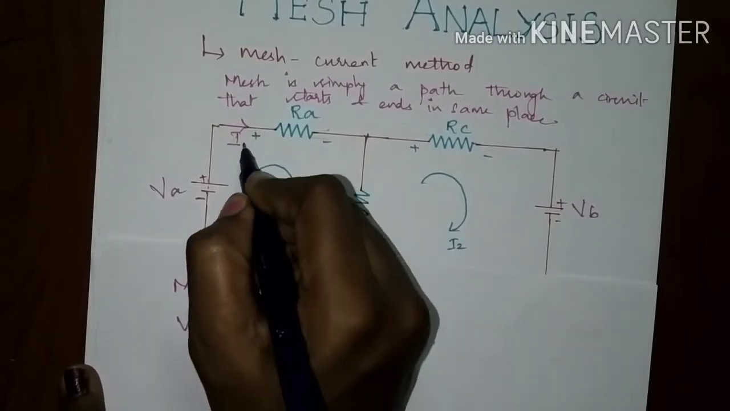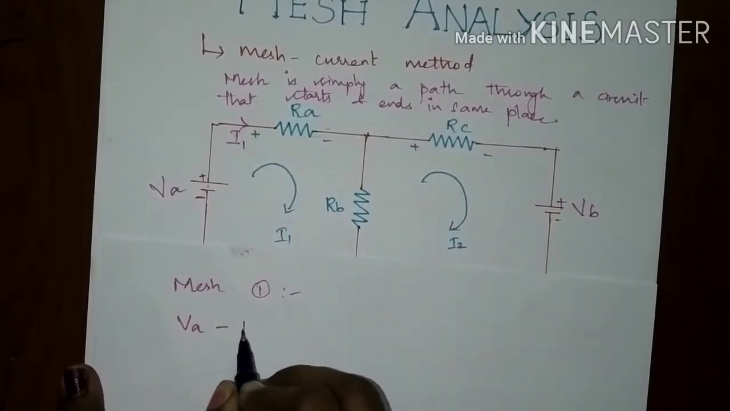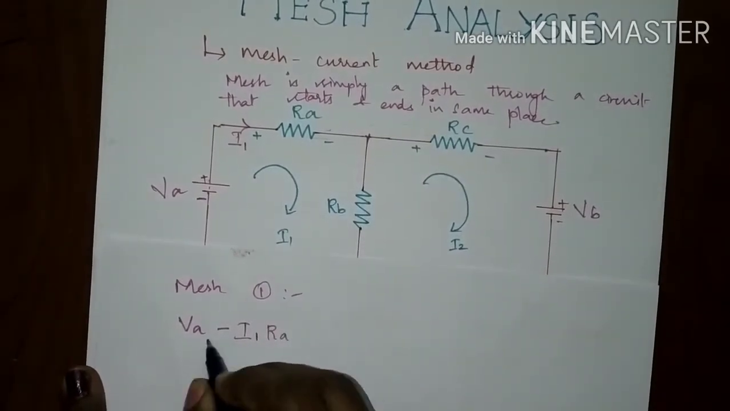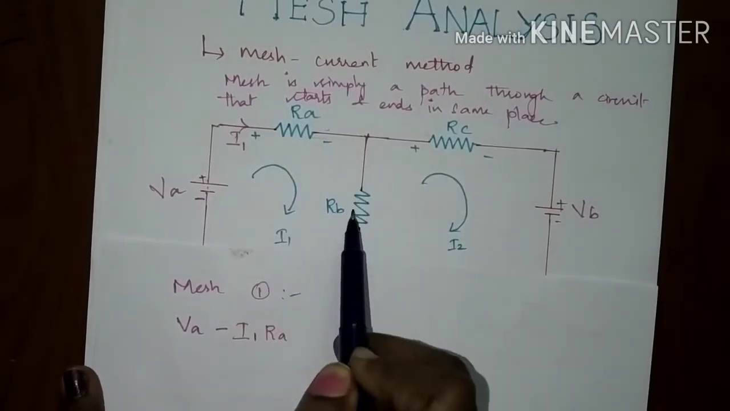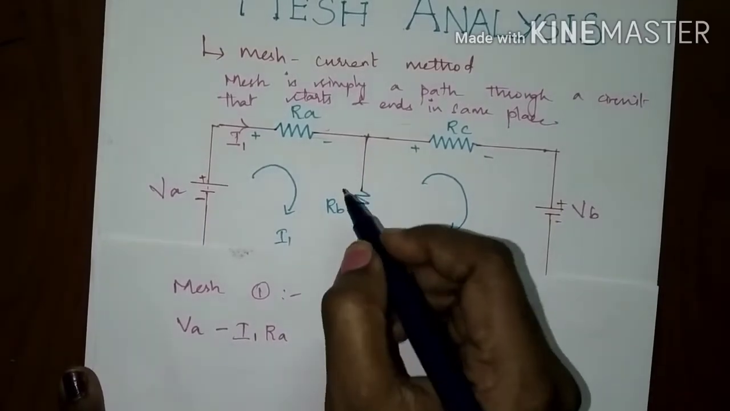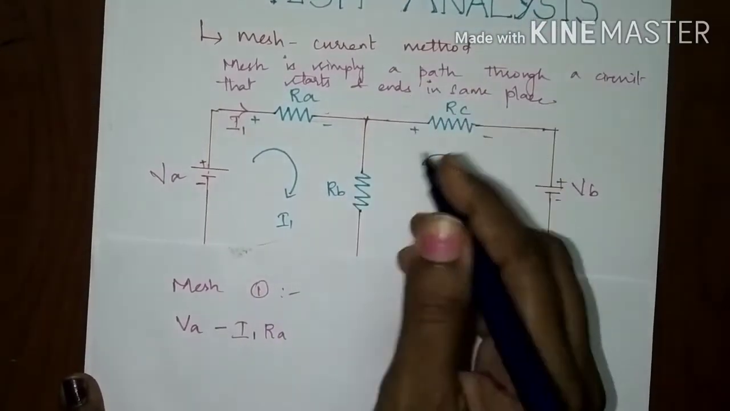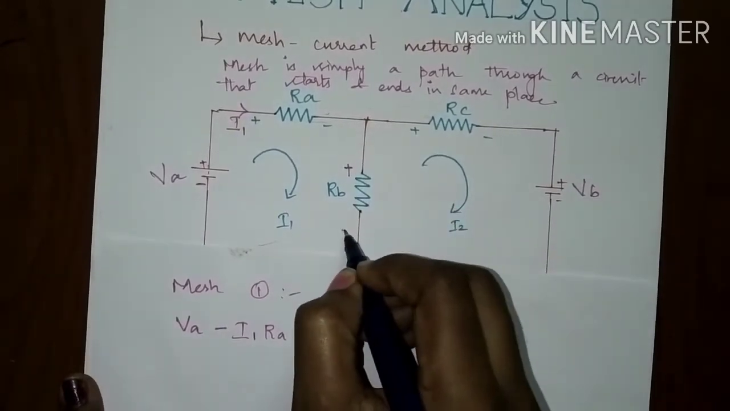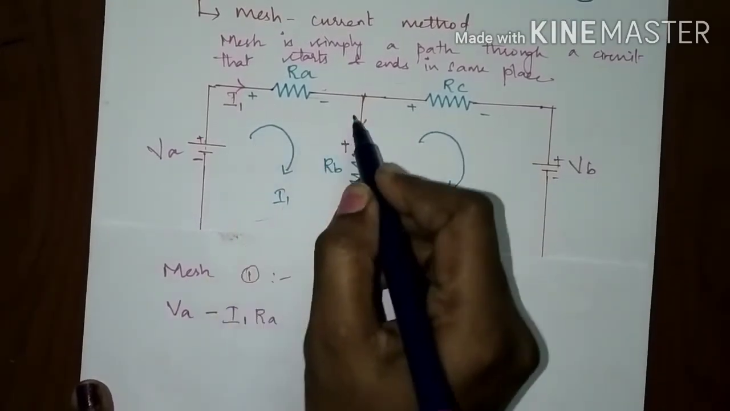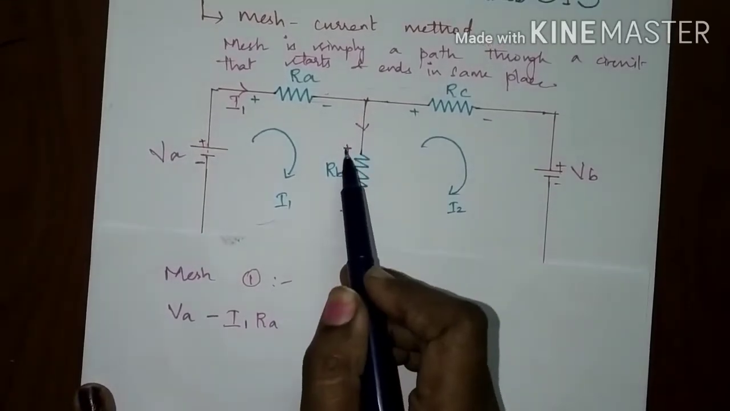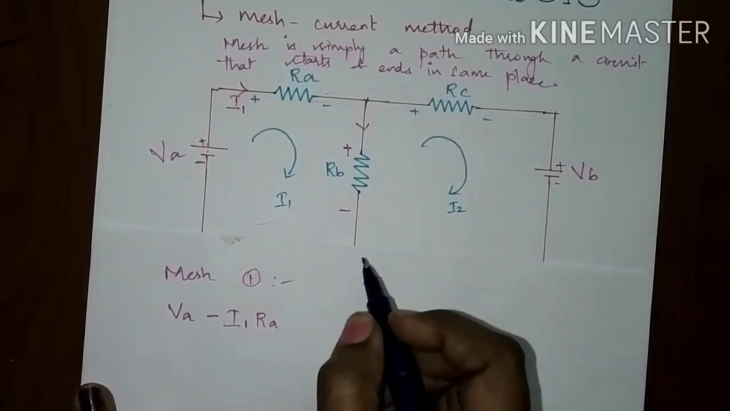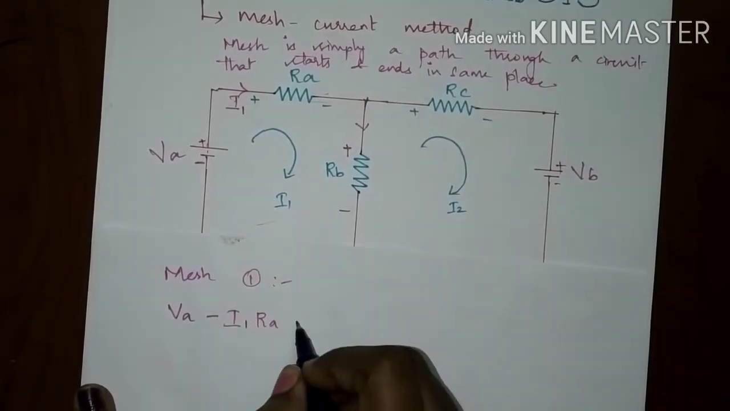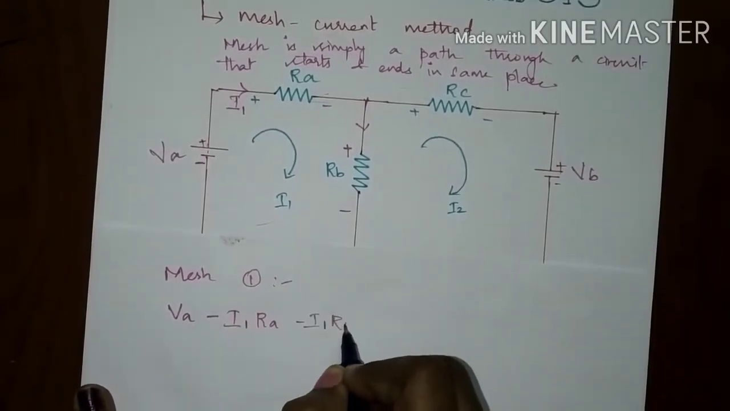This current is I1. So the drop across RA is minus I1 into RA. Current will be flowing here in the mesh through RB, right? The current flowing through RB produces a drop of positive and negative. When current flows through the passive element, the entering terminal would be positive and the leaving terminal would be negative. The drop across RB because of I1 is minus I1 into RB.